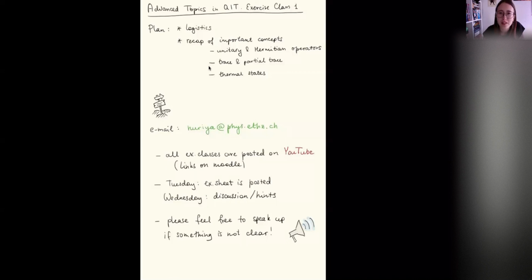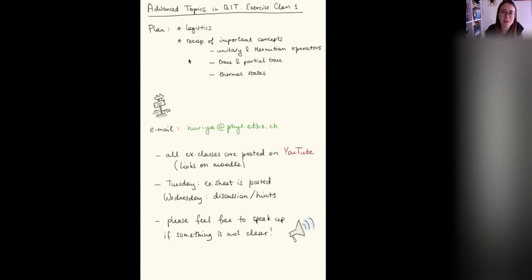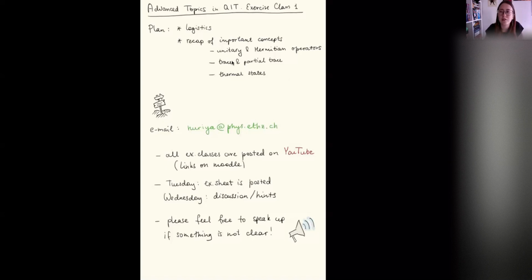Okay, so welcome to the exercise class on the advanced topics in quantum information theory. This is the first exercise class, and first a few points about what is going to happen. I leave the motivation, why this course is important, and what exactly we're going to cover to the lecture, which will happen just after this exercise class. So here I'll just cover the logistic parts which are important to the exercise class.